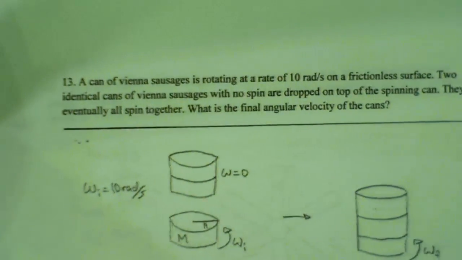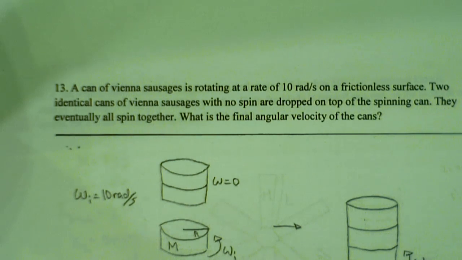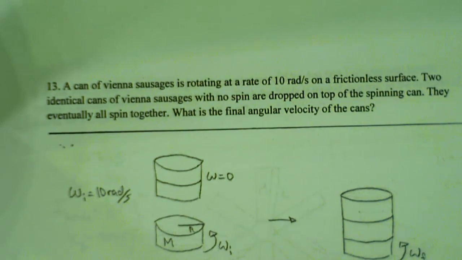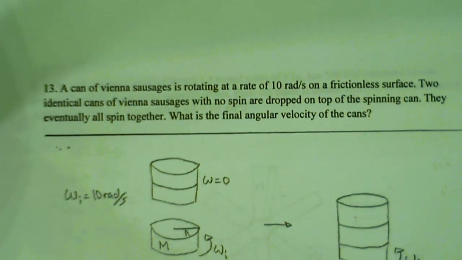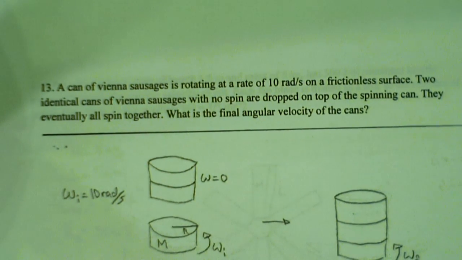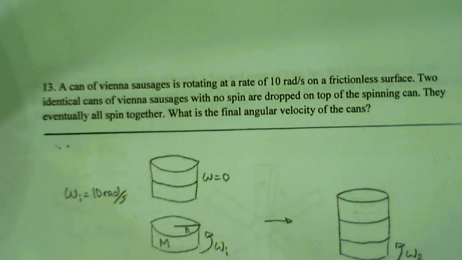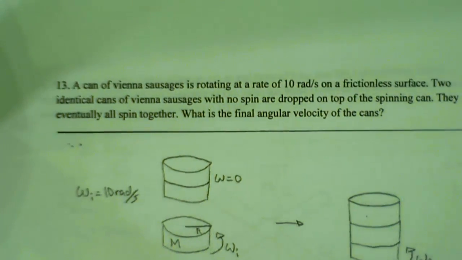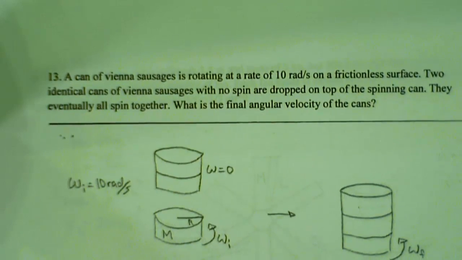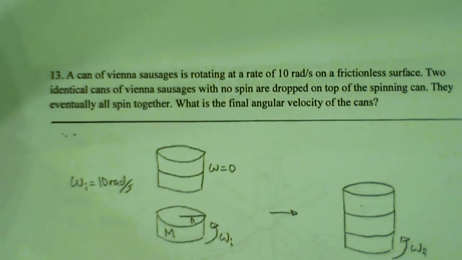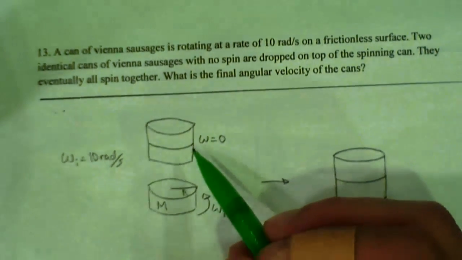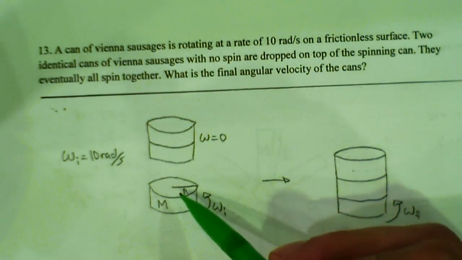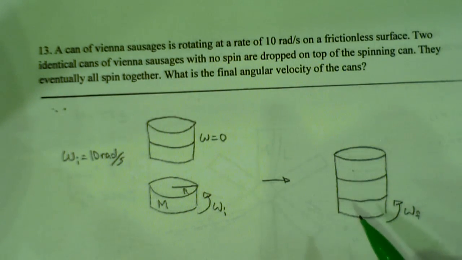All right, so the problem is there's a can of Vienna sausages rotating at a rate of 10 radians per second on a frictionless surface. Two identical cans of Vienna sausages with no spin are dropped on top of the spinning can. They eventually all spin together, and the question asks to find the angular velocity of the cans when they're all spinning together. All right? So this is our scenario. We have one that's spinning, and then these two aren't spinning. They're going to be dropped onto it, and then they're going to start spinning at the same rate. The question is to find this value.